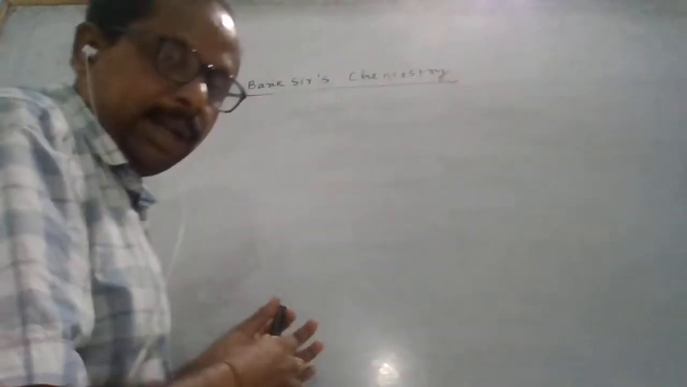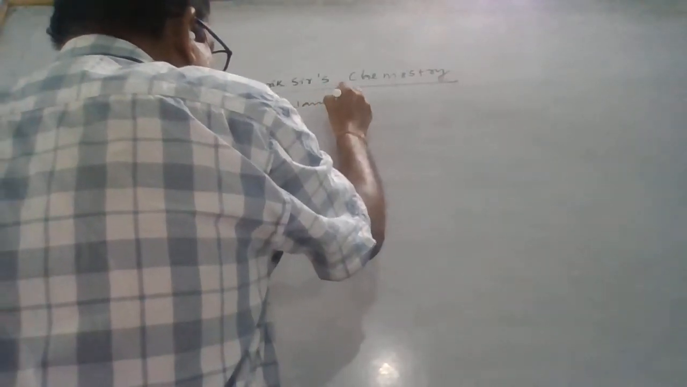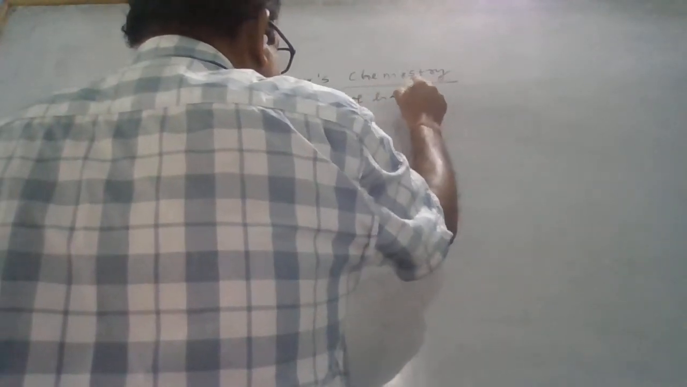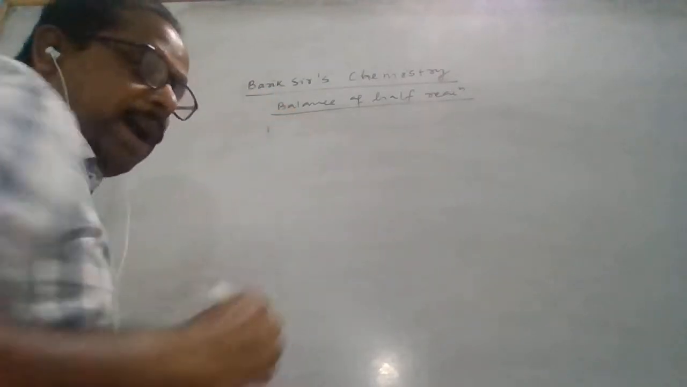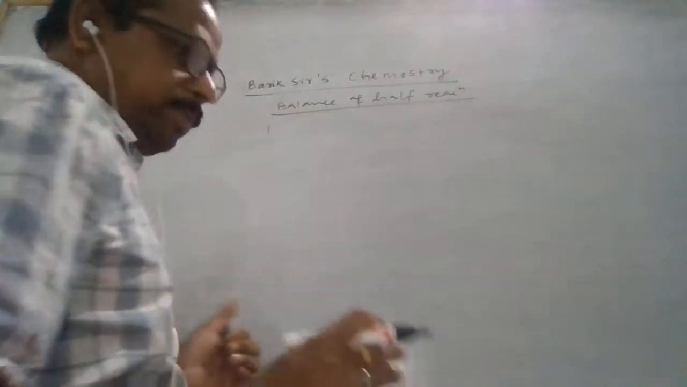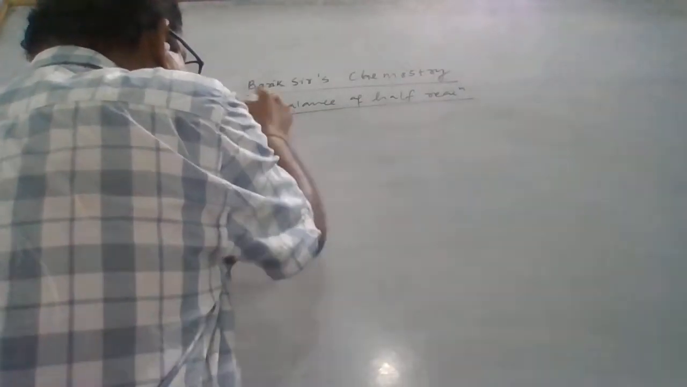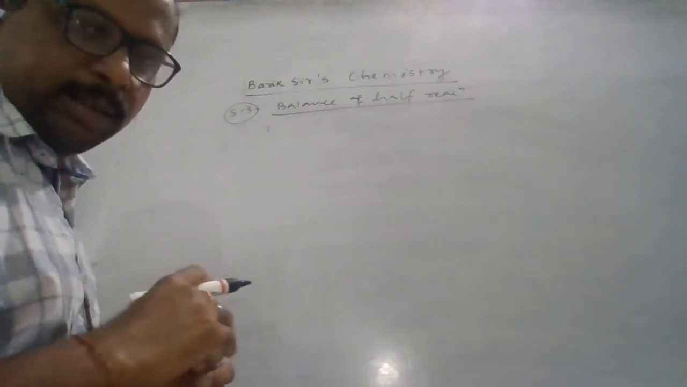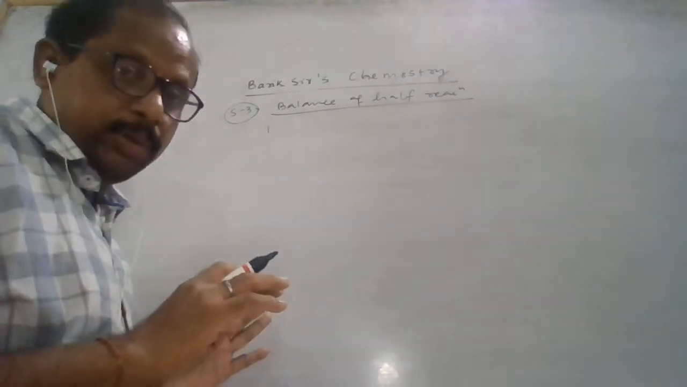So next is the balancing of the half reaction. How can we balance the half reaction? That we have to discuss. How will a half reaction be balanced by the ion electron method? For this there are also some steps. These are the sub-steps under step 3.